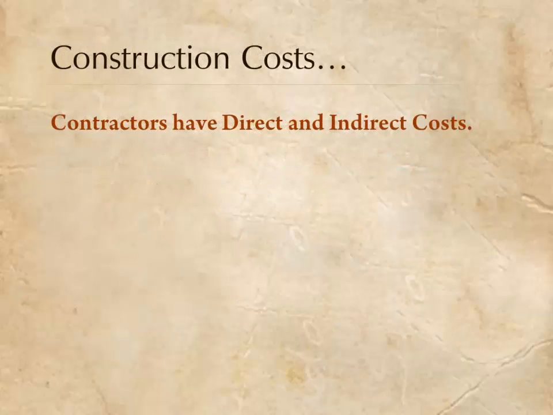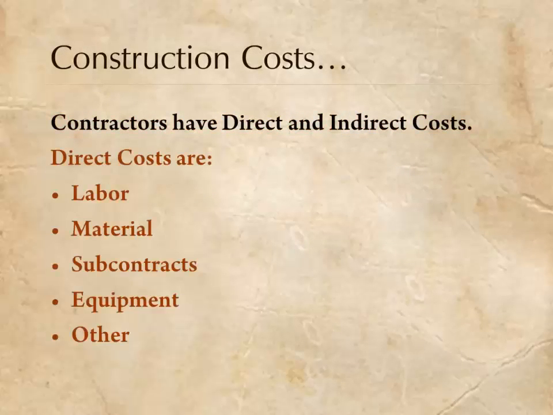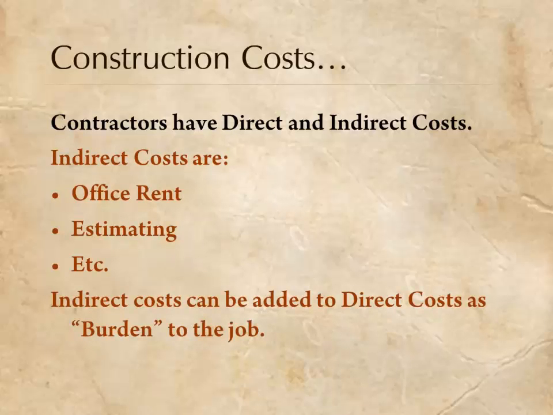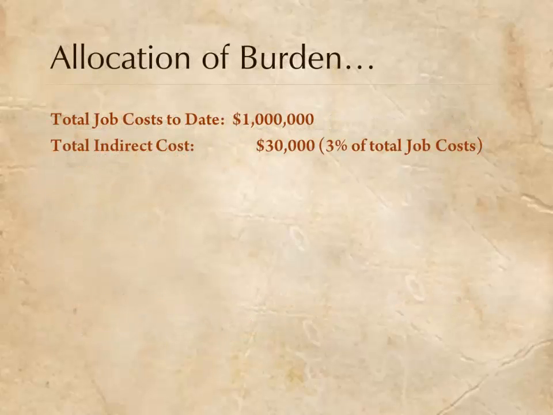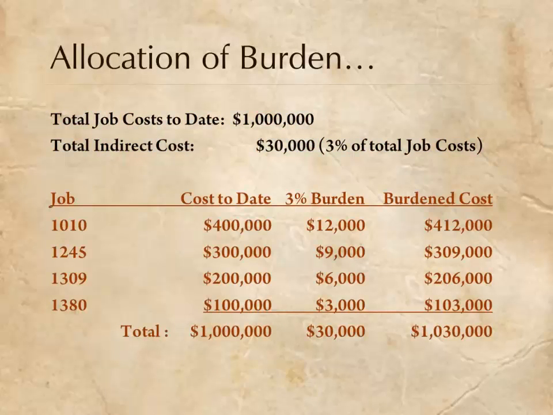Contractors have direct and indirect costs. Direct costs, as we've talked about, are labor, materials, subcontract, equipment, and other types of costs. Indirect costs include office rent, estimating. It could actually be assigned to a job, but what about the time spent estimating jobs that are not won? Indirect costs can be added to direct costs as burden to the job. For instance, if the overhead amounts to 3 cents for every dollar spent on direct costs, then it might be appropriate to assign a 3% burden directly to the job.